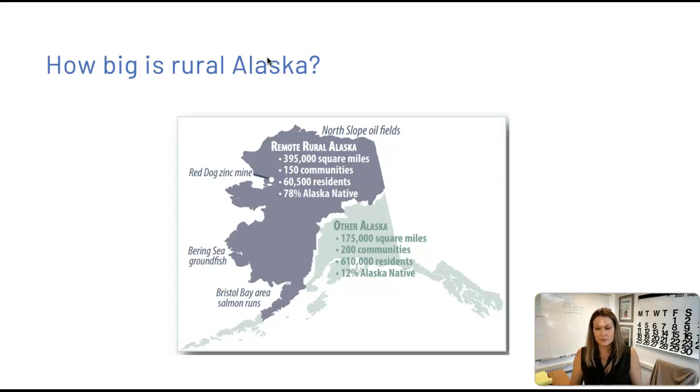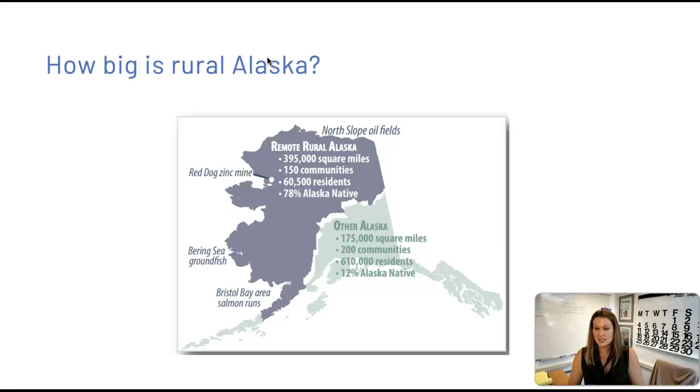So first, how big is rural Alaska? Remote rural Alaska accounts for about 2/3 of the land of Alaska. And remember, put this in context, Alaska is very large. Alaska is about half the size of the lower 48 continental US, all put together in terms of land mass. Remote rural Alaska has about 150 communities, about 60,000 residents, and it's roughly 80% Alaska Native.